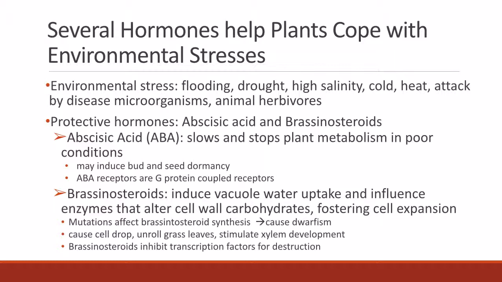Mutations that affect brassinosteroids can cause plant dwarfism. They can also cause cell drop and unroll grass leaves and stimulate xylem development. Brassinosteroids inhibit transcription factors for destruction.